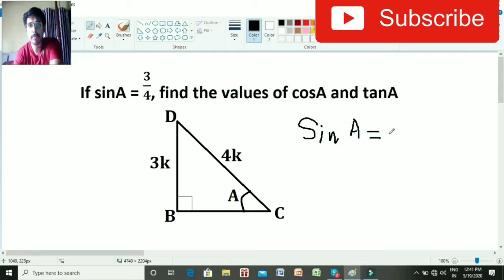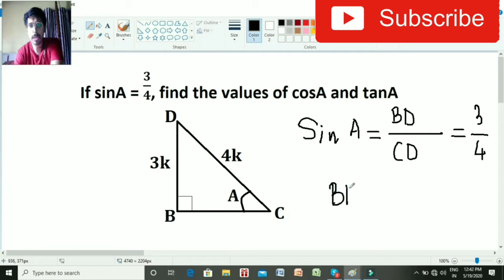So for sine, I can clearly say, sine of A will be BD, which is the perpendicular, divided by CD, which is the hypotenuse, right? So this is sine A, and this has been given as 3 by 4. So if I take BD to be equal to 3K.